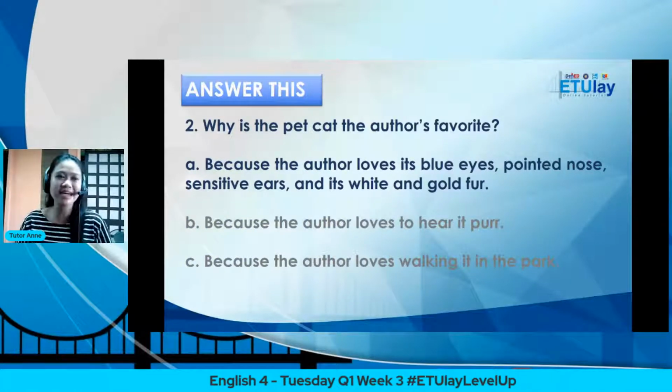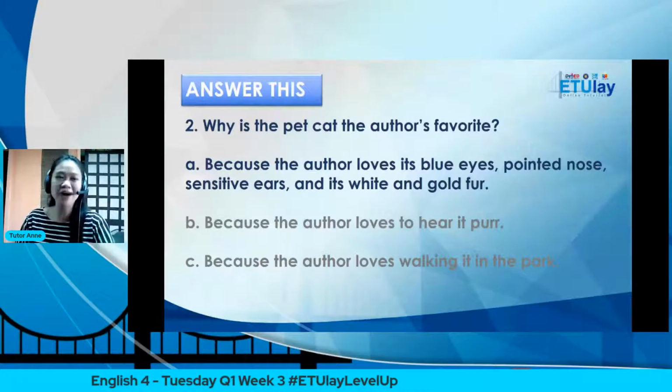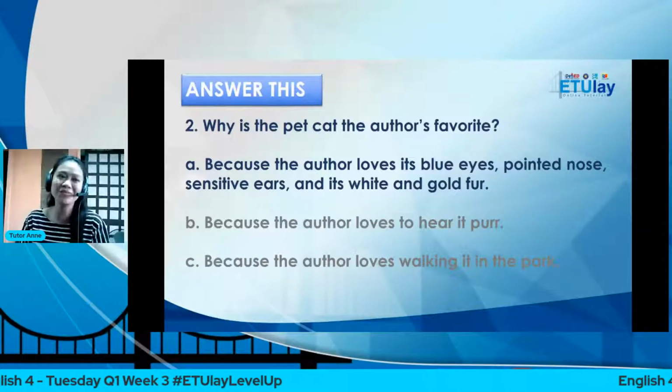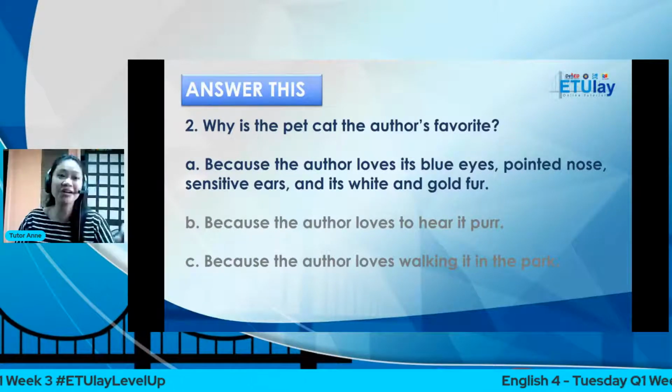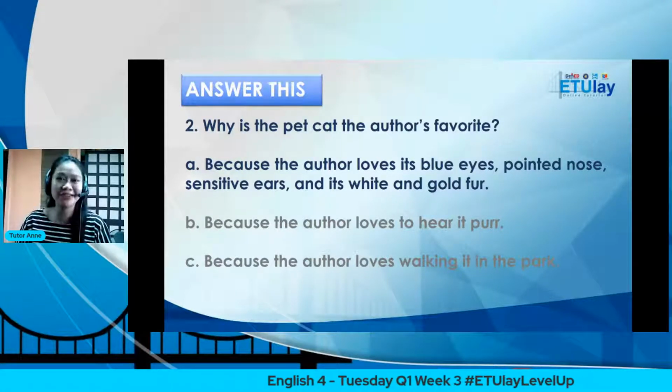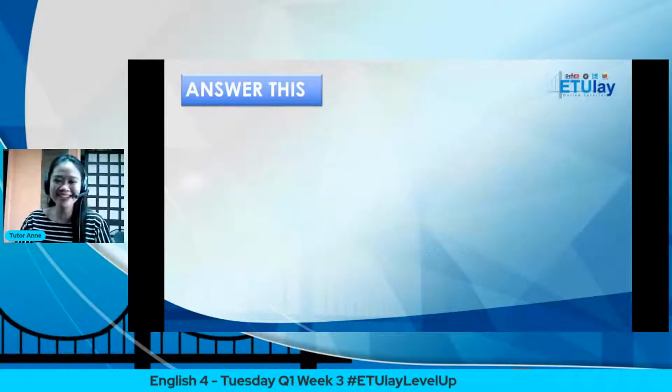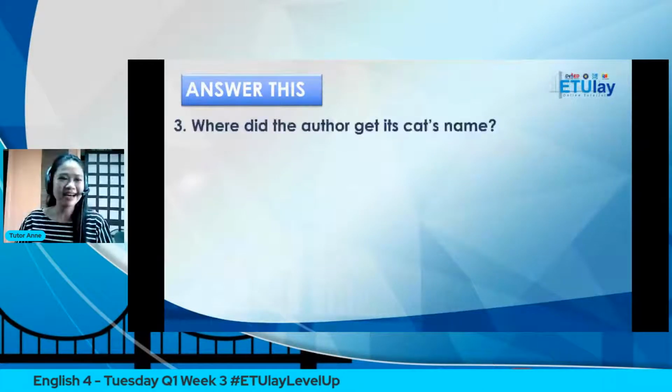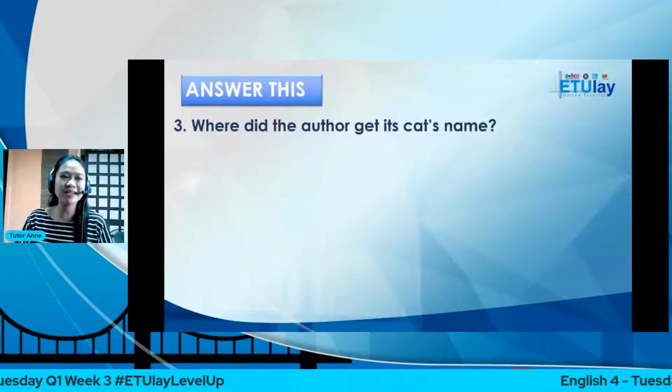The correct answer for this item is ayan, letter A. Paborito niya yung pusa kasi maganda yung blue eyes. Kulay asul yung kanyang mga mata, pointed nose, at saka sensitive ears. Tsaka may white at saka gold fur din. So I could just imagine talagang it really looked cute, di ba? Sige. Next number. Ayan, number three. Where did the author get its name?